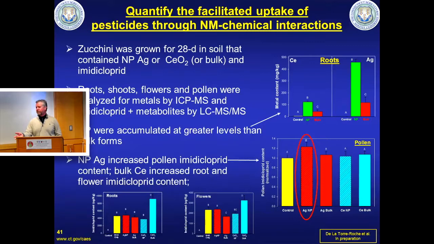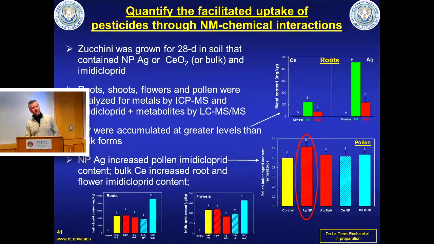It's of great concern for its potential role in pollinator decline. So we picked zucchini because I knew we could get a lot of pollen from zucchini flowers. So I really wanted to see if the nanoparticles were going to impact the amount of imidacloprid that was moving from the soil into the plant and specifically into tissues that honeybees were going to be interacting with. And the answer initially, at least, seemed to be yes. I guess the real answer is still out.